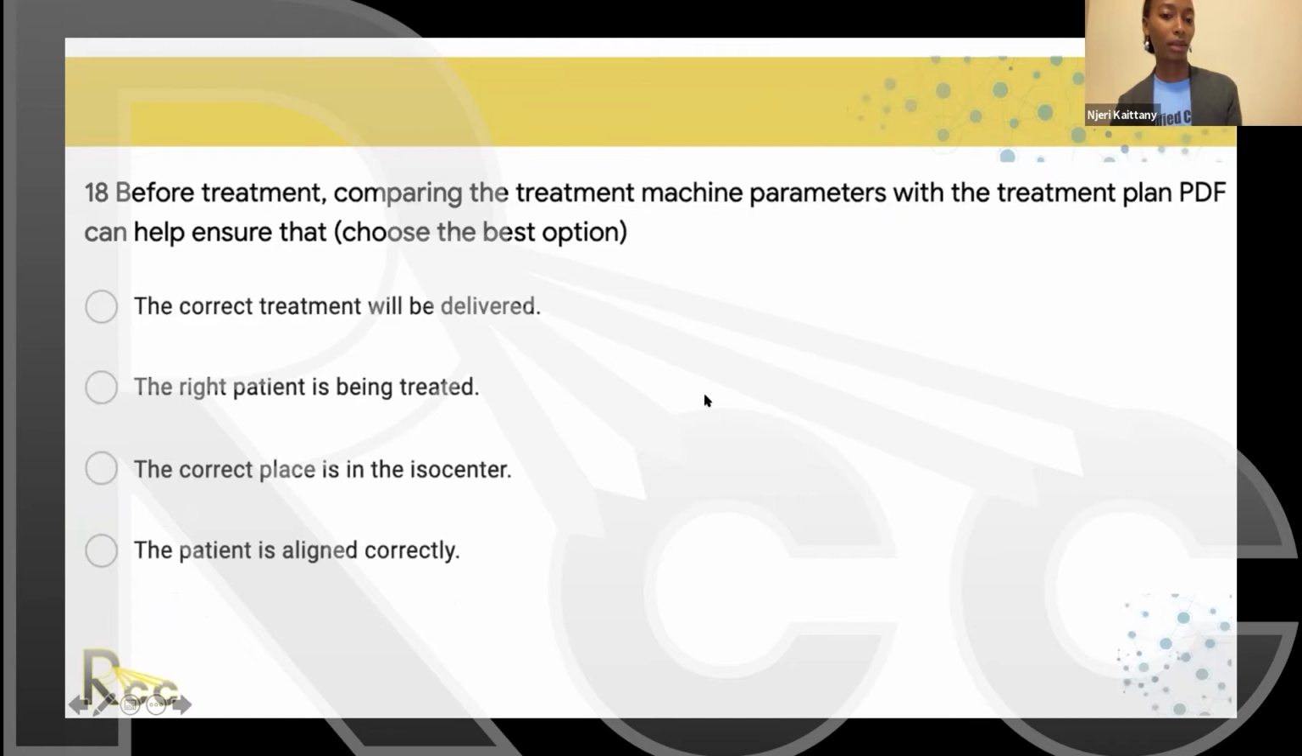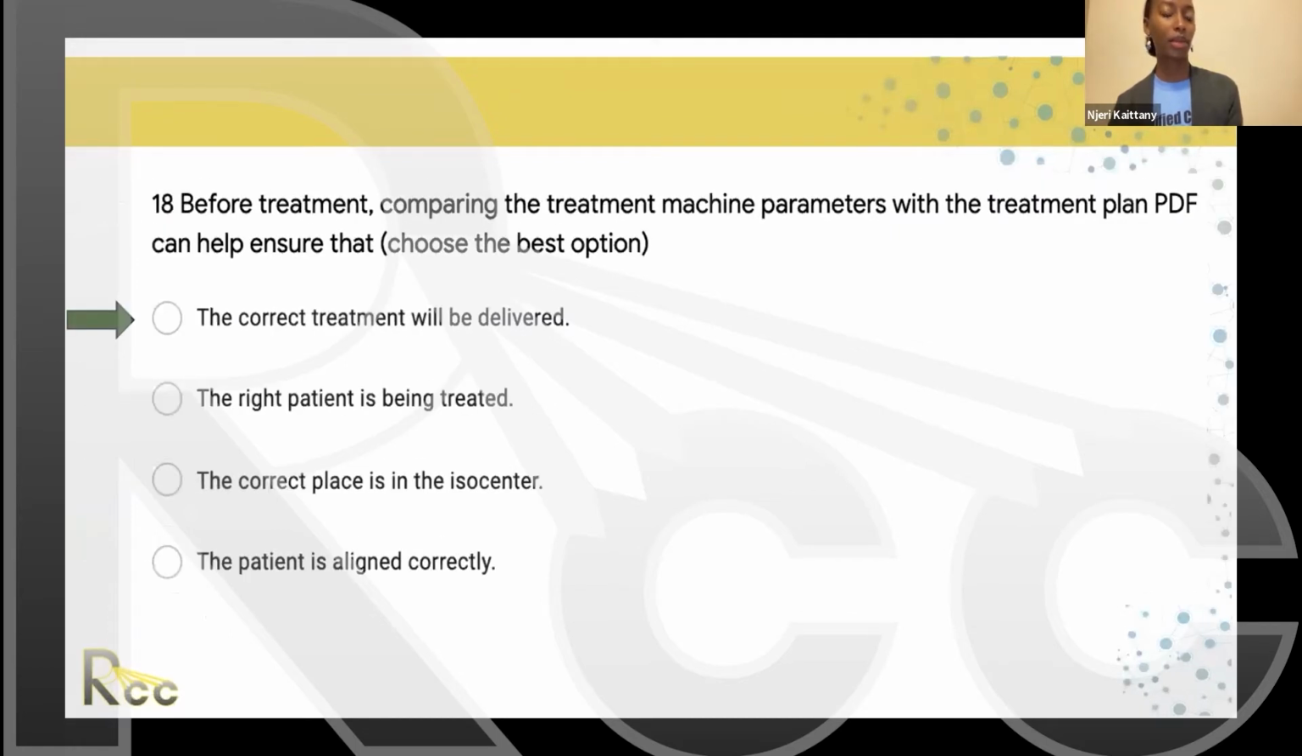Okay, a couple of seconds there, and we can go to the answer. Okay, and the correct answer is the correct treatment will be delivered. That would be your best option from the choices that you've been given.